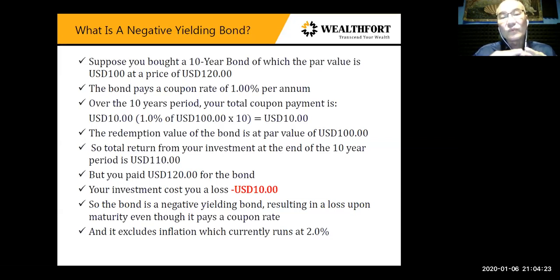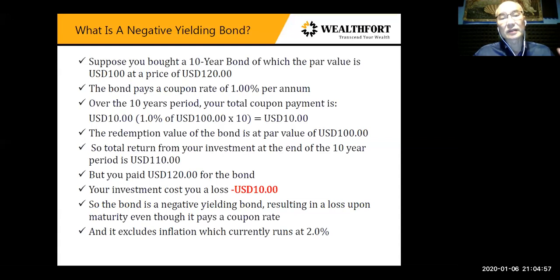And when we talk about negative yielding bond, we have not even talked about inflation, which runs at 2%. So if, let's say, annually is 2%, over 10 years is 20%, then your loss becomes 30 because you factor in another $20 of inflationary impact, okay? So then the loss is 30.